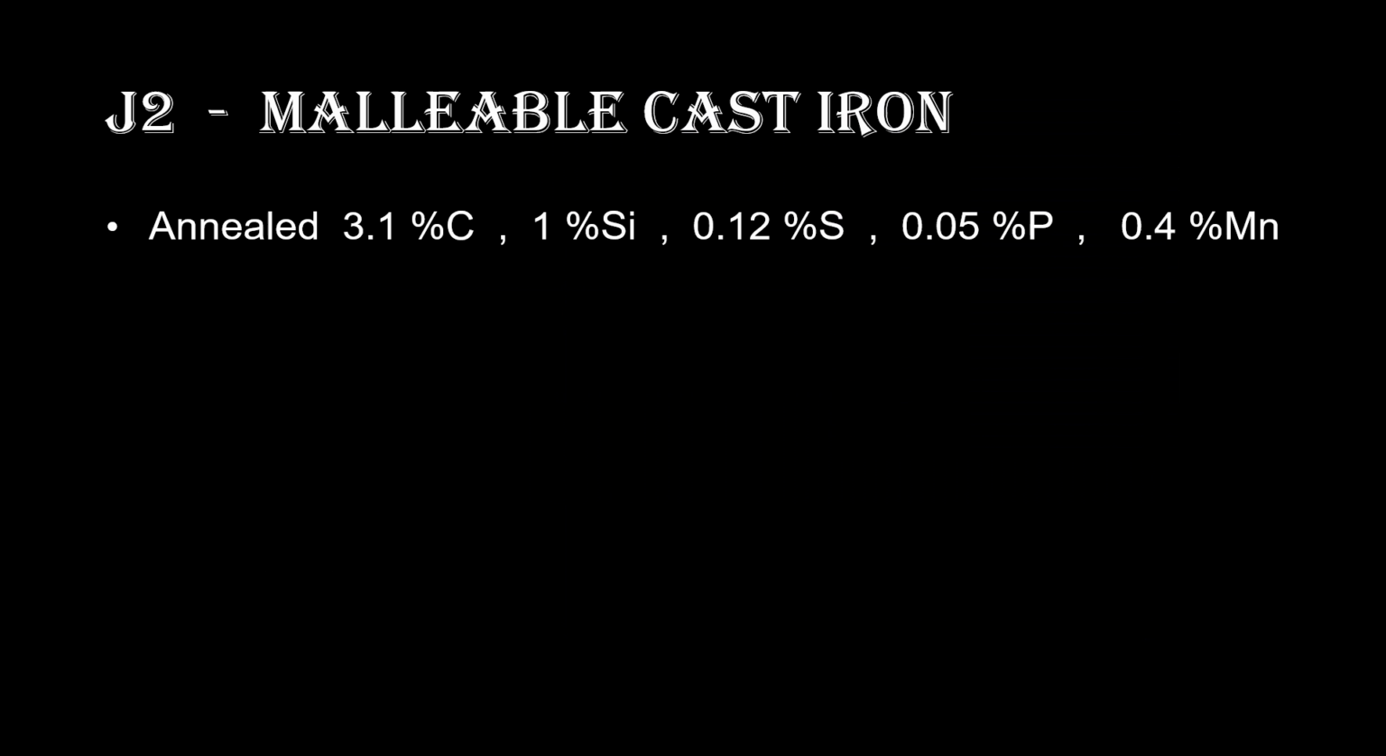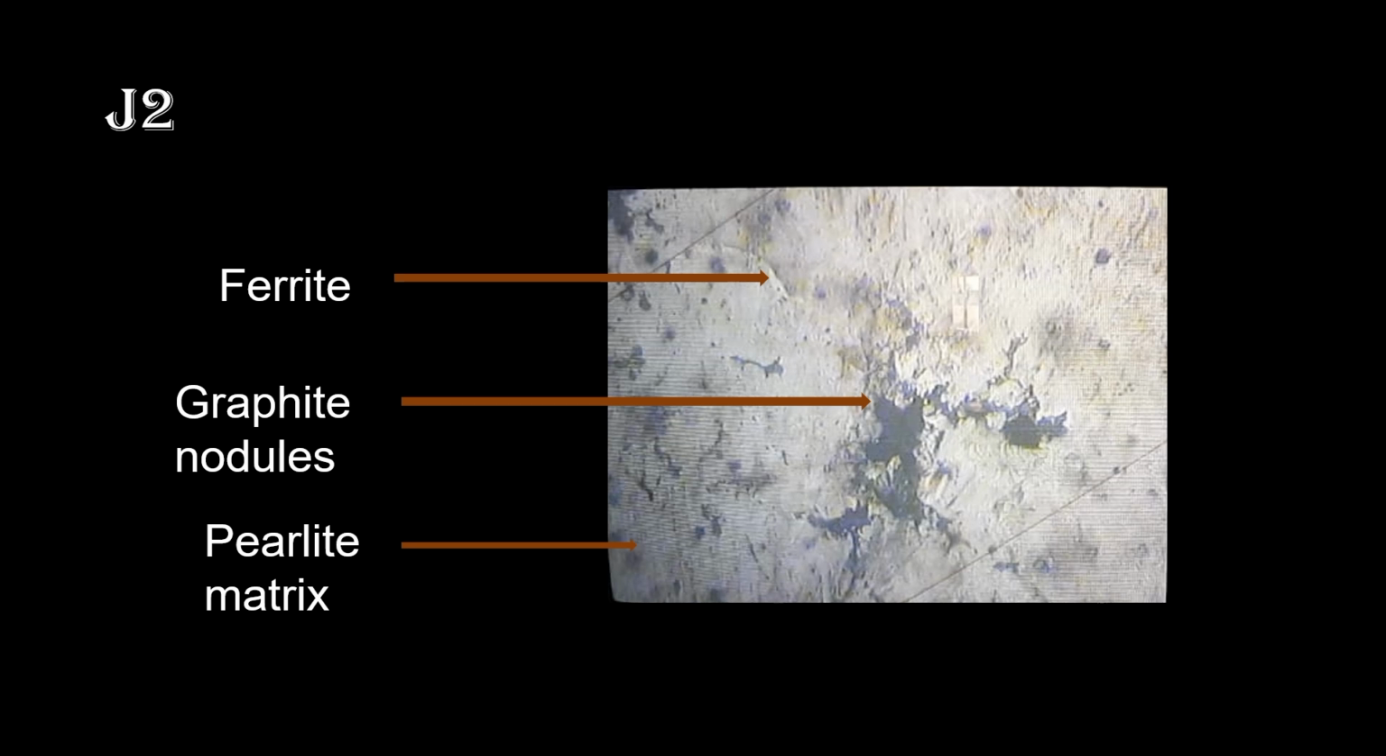Next sample is J2. It's a malleable cast iron which contains 3.1% of carbon, 1% of silicon, 0.12% of sulfur, 0.05% of phosphorus, and 0.4% of manganese. This sample has been annealed, and here's the microstructure. It contains graphite nodules in a pearlite matrix, and you can see ferrite as well in this microstructure.